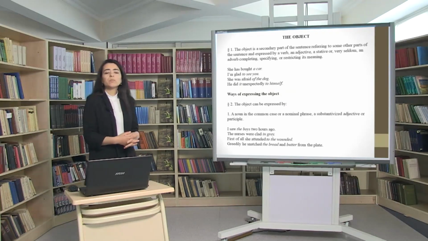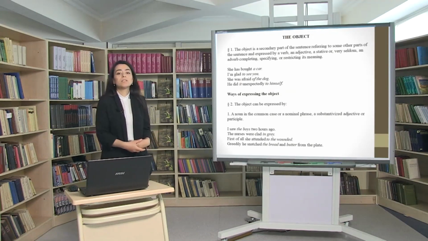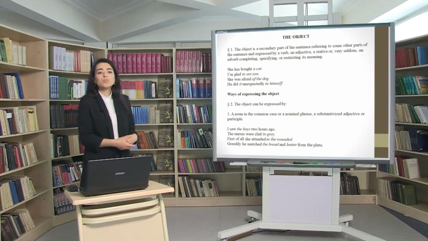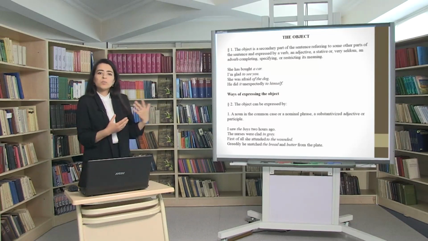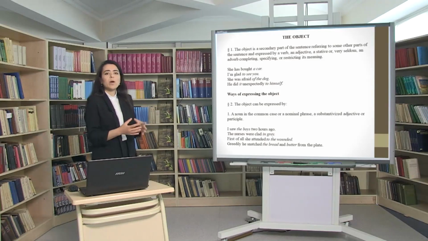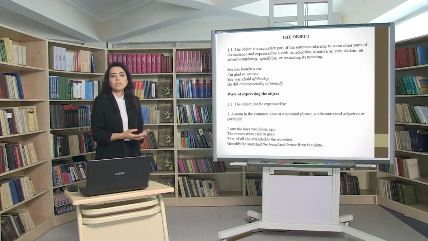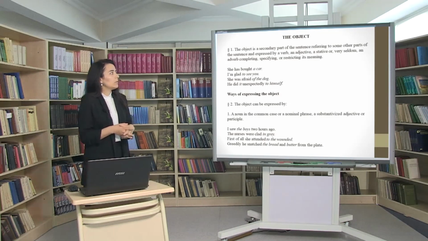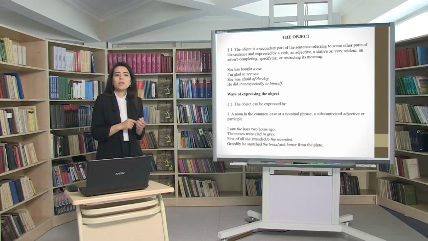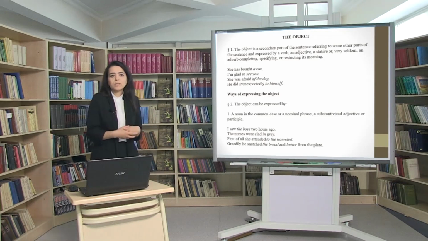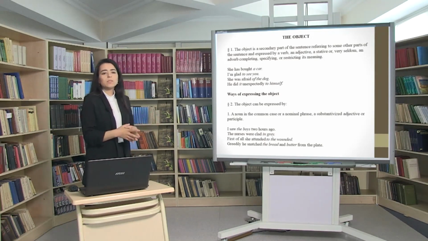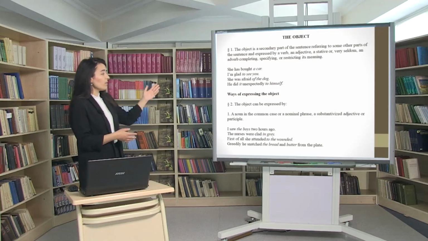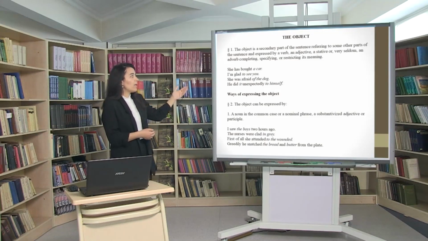Now let's begin to speak about object. You know that the object is a secondary part of sentence which refers to some other parts of sentence and is expressed by a verb, an adjective, a stative, or very seldom an adverb, but it is possible. And pronoun, noun, word combinations, even quotations can express the object in the sentence. As you see, we have some examples.